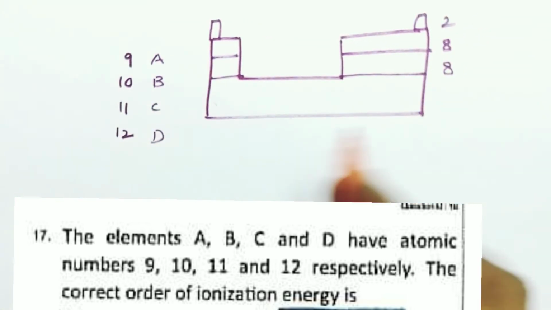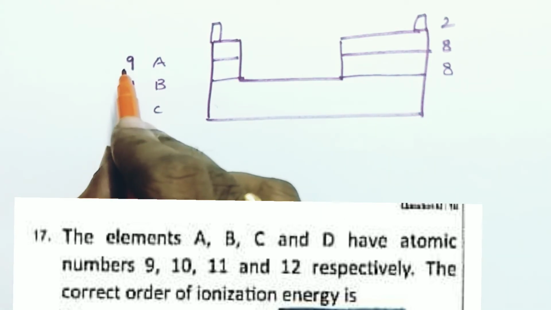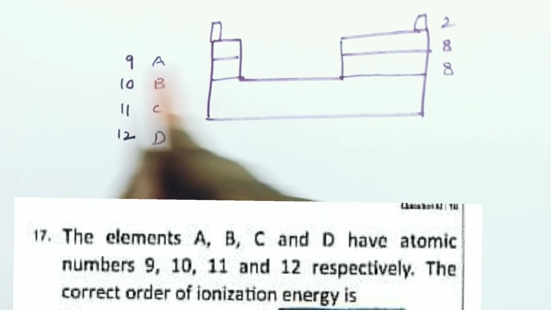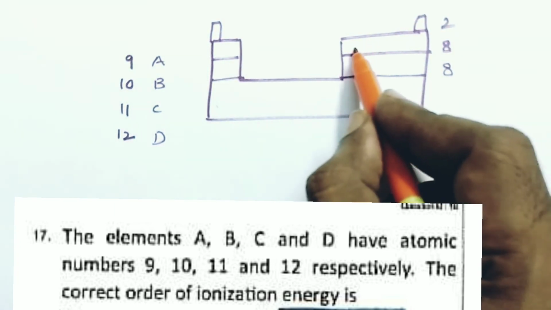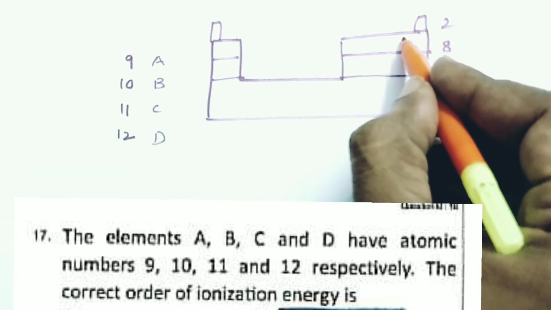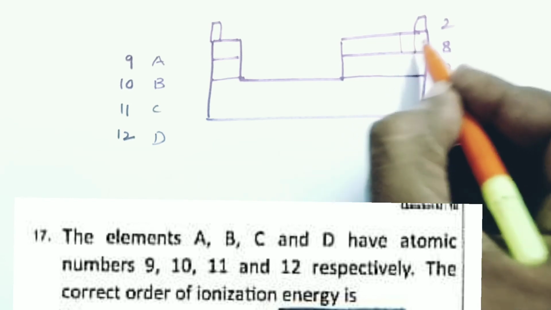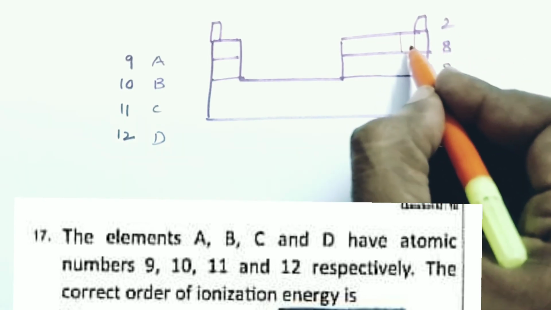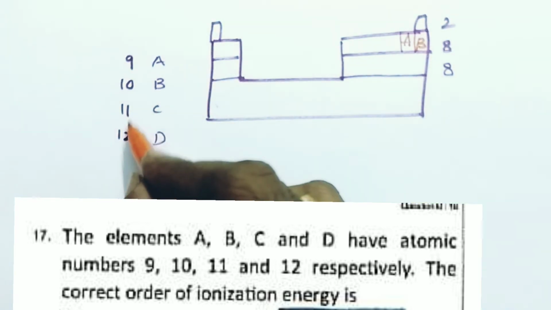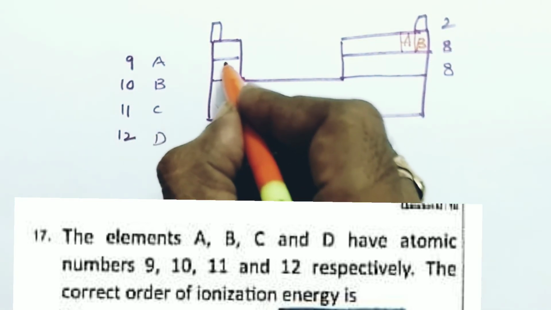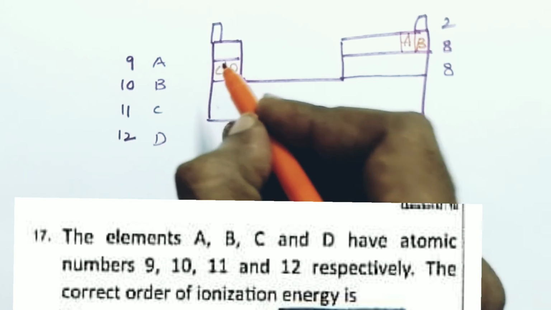So the positions of these elements are: the first element, having atomic number 9. That means these are the 2 elements, then the third element, fourth, fifth, sixth, seventh, eighth, ninth, and 10th. So the total elements are 10. So here it is A and here it is B, and the 11th and 12th elements are here. This is C and this is D.